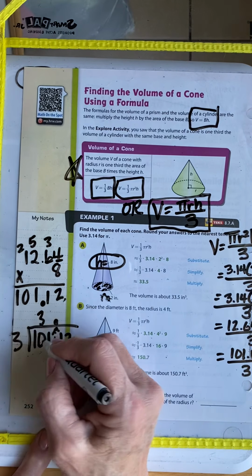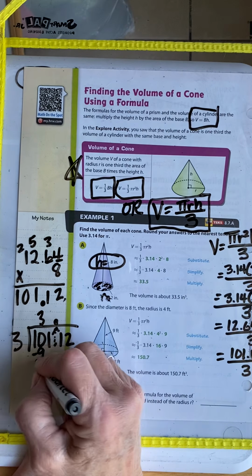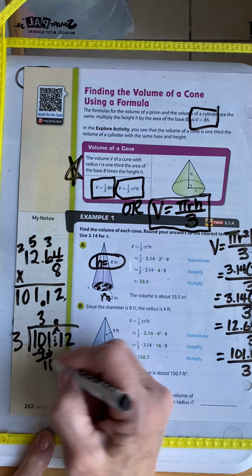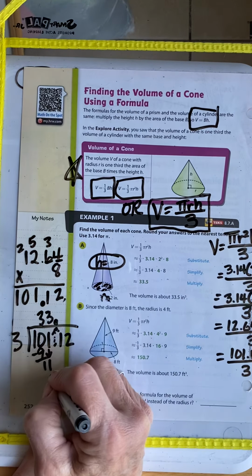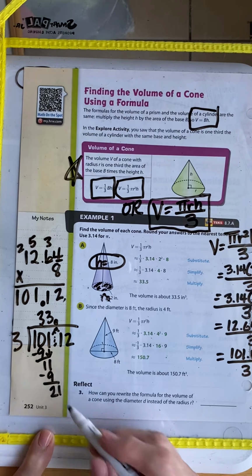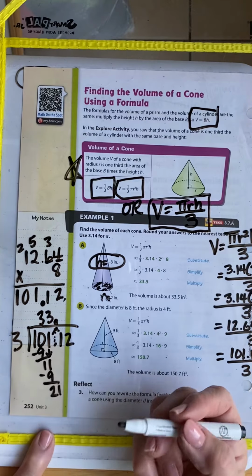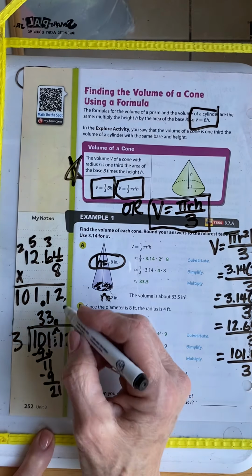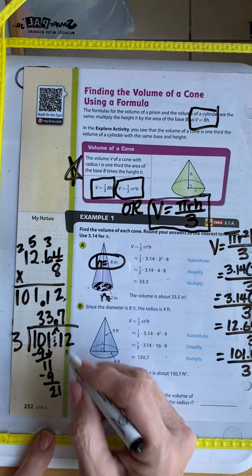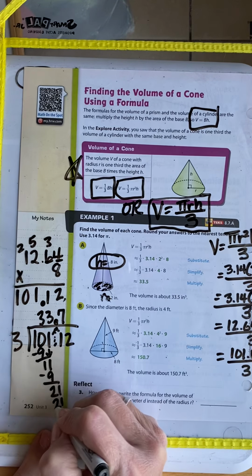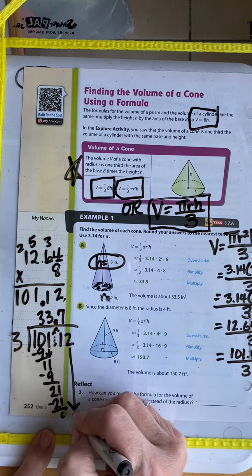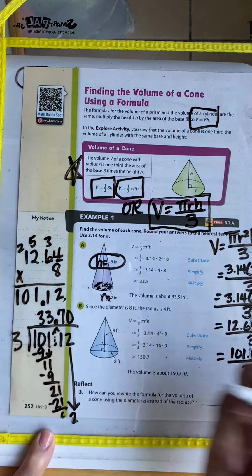3 into 10, 3. That makes 9. Leaves 1. Bring down the 1. 3 and 2, 11. 3. That is 9. Leaves 2. Good deal. And 3 into 21. We have 7. And 7 times 3 is 21. Bring down 2. 3 and 2, 2. Can't do it. Ish.